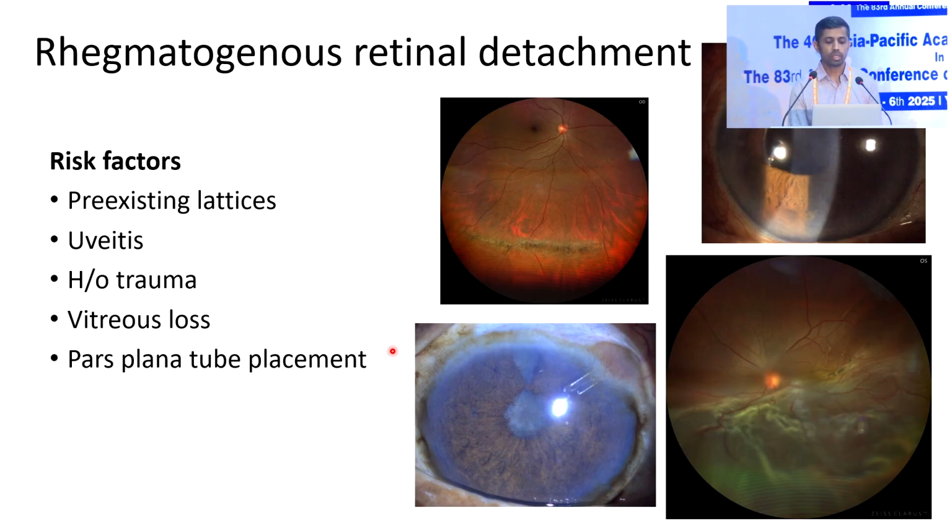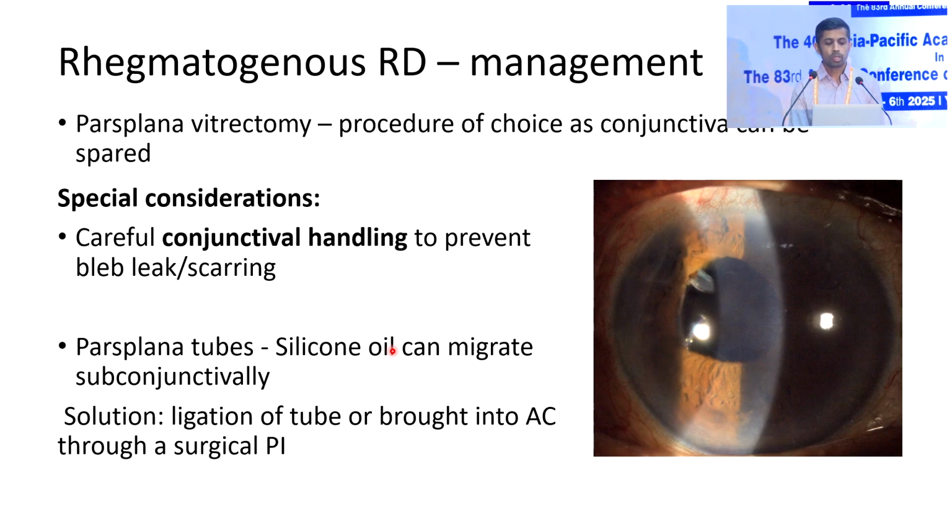Coming on to rhegmatogenous retinal detachment, risk factors include pre-existing lattices, uveitis, history of trauma, vitreous loss or pars plana tube placement without adequate vitrectomy. Pars plana vitrectomy is the procedure of choice as the conjunctiva can be spared. We have to give special consideration not to fiddle with the conjunctiva too much, as it can lead to blood leak or scarring. Pars plana tubes require special attention because silicone oil can migrate through the pars plana tubes into the subconjunctival space. The solution is that you can either ligate the tube or bring the tube into the anterior chamber through a surgical PI.